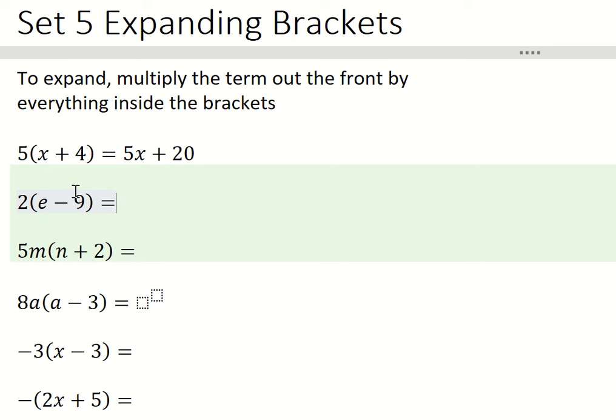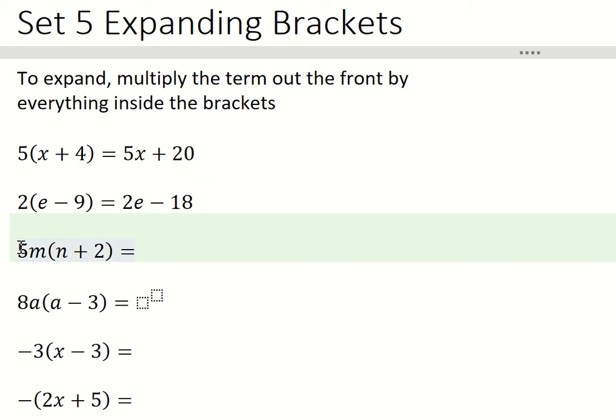So the next one, we're going to multiply 2 by the e and then 2 by the minus 9. 2 lots of e gives me 2e. Now positive times a negative is going to give me a negative, and 2 times 9 is 18. So we multiplied the e by 2 to get 2e, and we multiplied minus 9 by 2 to get minus 18.